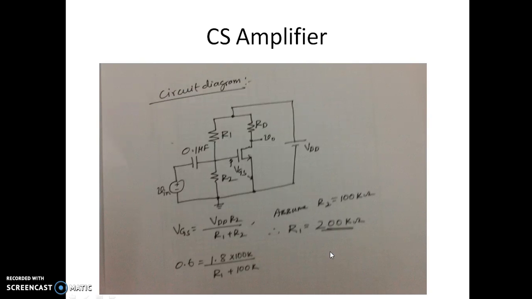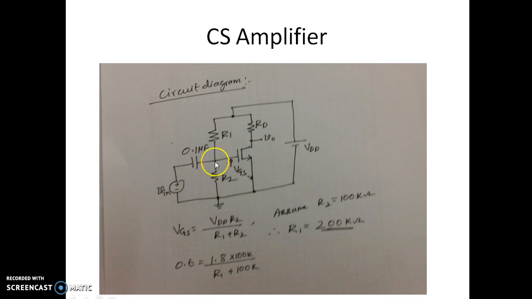So let us see what the circuit diagram is to realize the CS amplifier. We have this circuit diagram where there is a MOSFET, which is an N MOSFET, and there is a drain resistor which is connected. There are R1, R2, which will provide the required biasing, and we have a coupling capacitor of 0.1 microfarad which is going to couple the input voltage to the amplifier, and we will measure the output voltage at the drain point.